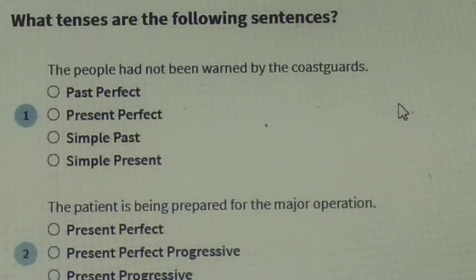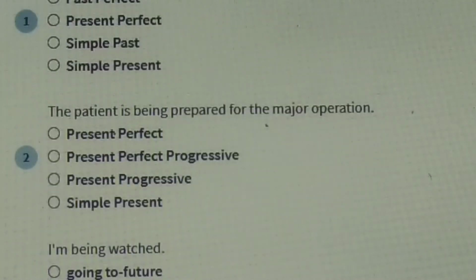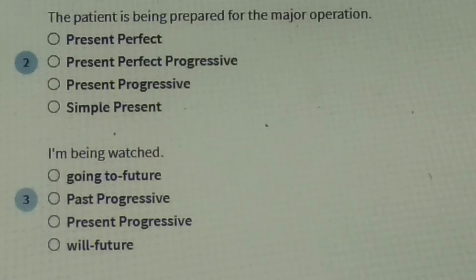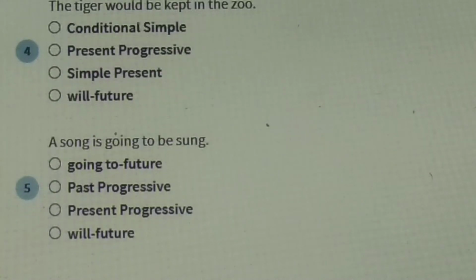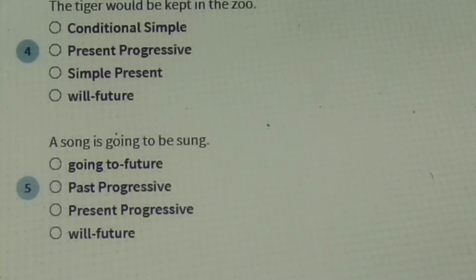The people had not been warned by the Coast Guards. Take the correct answer. The patient is being prepared for the major operation. I'm being watched. Look at the fourth one. Then the fifth one, take the correct answer.